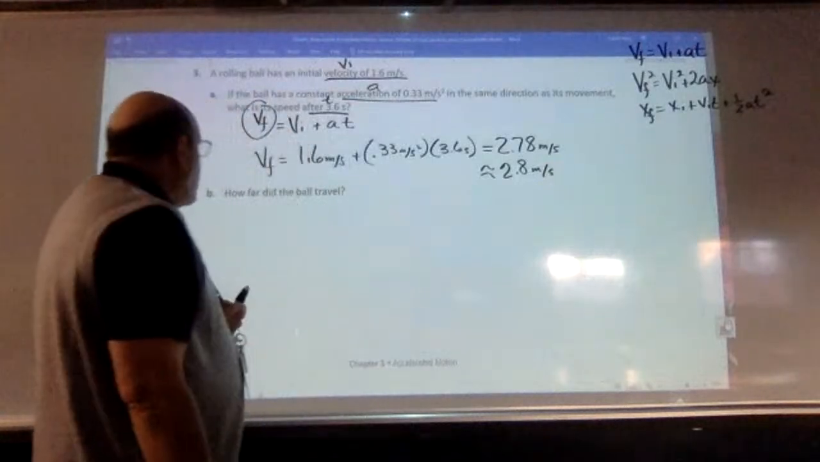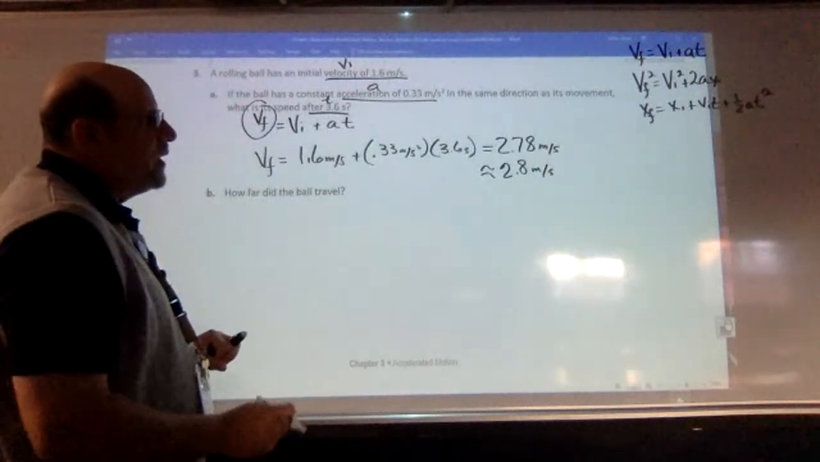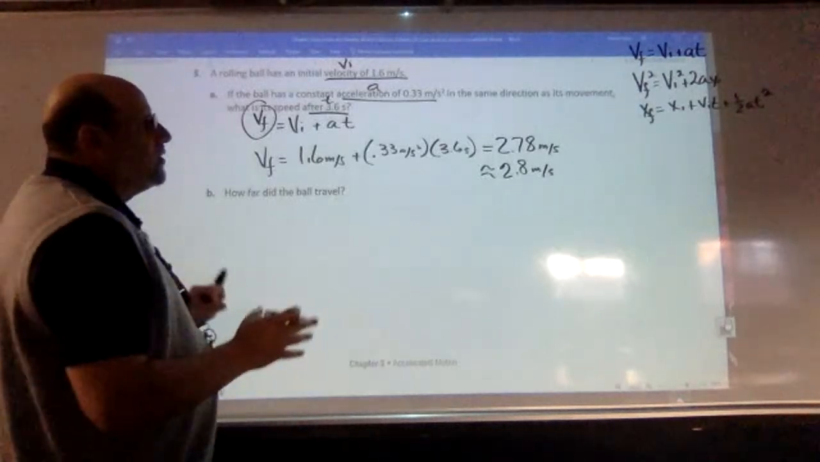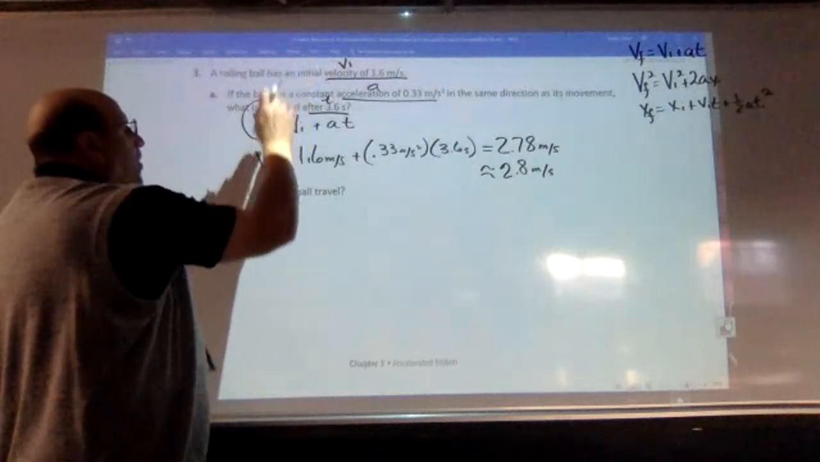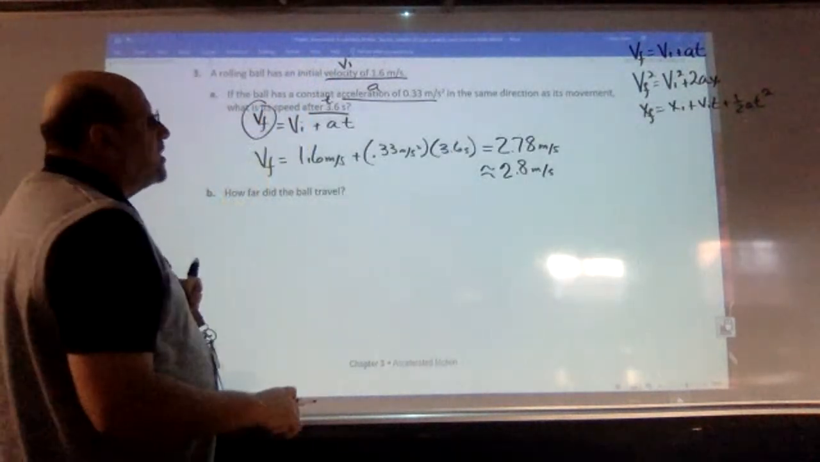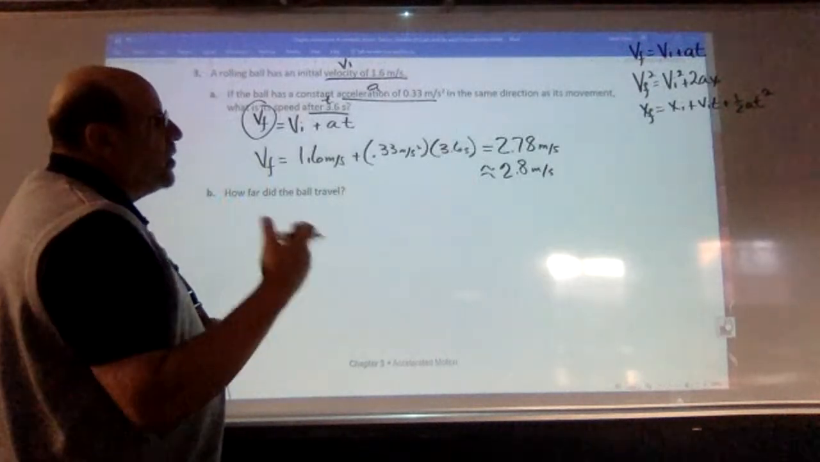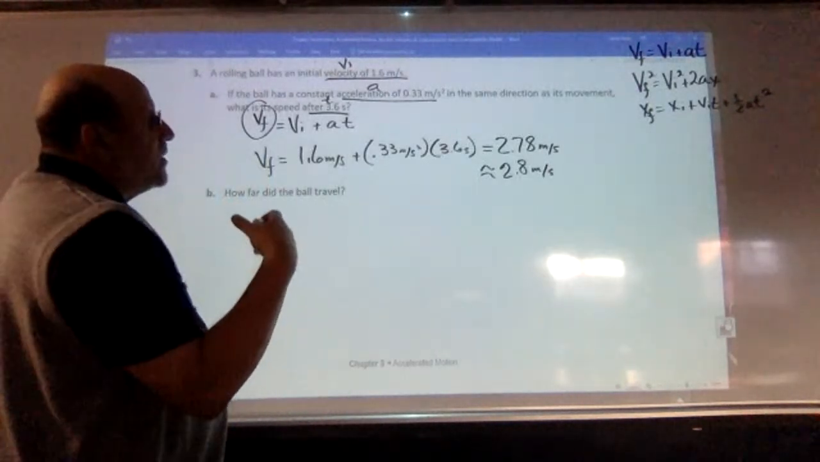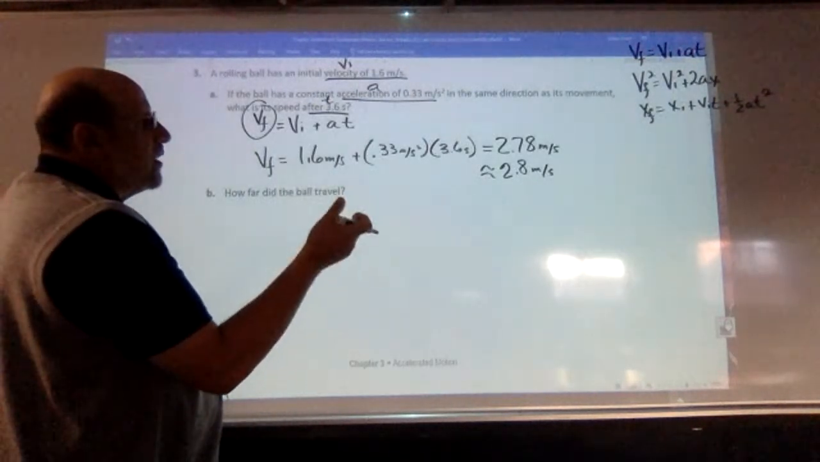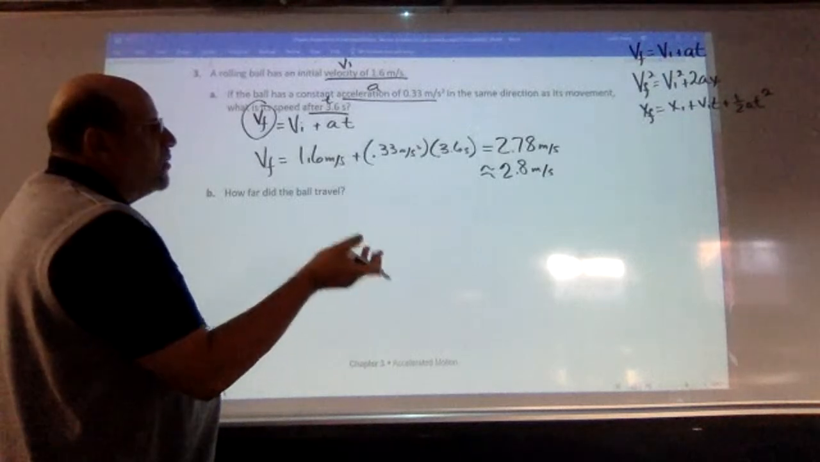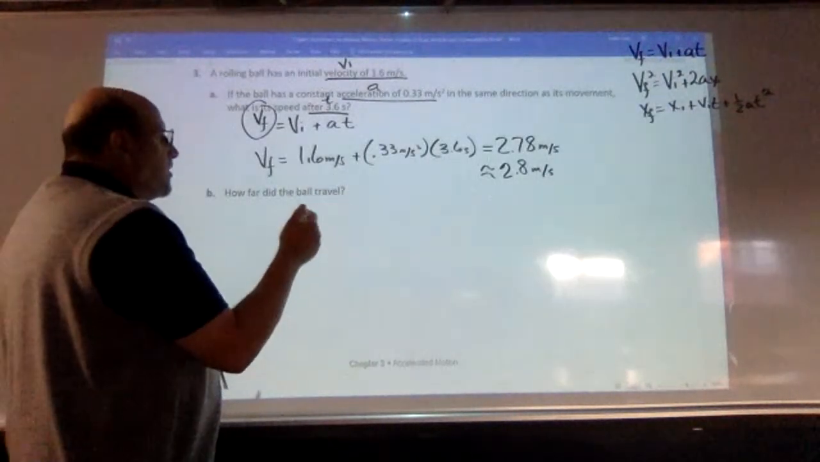There we go. And then how far did that thing travel? There are two ways to do it. I'm going to use the second formula because we haven't used it yet and we have all of this information. Why not? We could, right? Because we have initial velocity and acceleration and time. We could use the last one, right? But we also have a final velocity now.